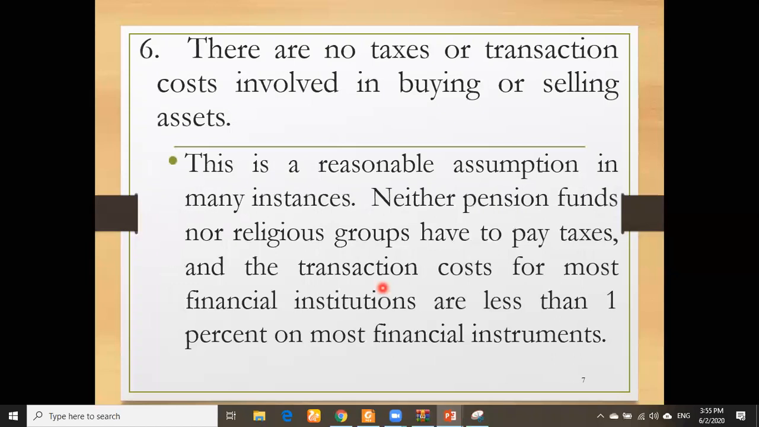Number 6, there are no taxes or transaction costs involved in buying or selling assets. This is a very important assumption, and you will not only see it underlying the capital asset pricing model or capital market theory, but you will also see it repeated in multiple financial theories. Most financial theories take this assumption as common. There are no taxes or transaction costs.